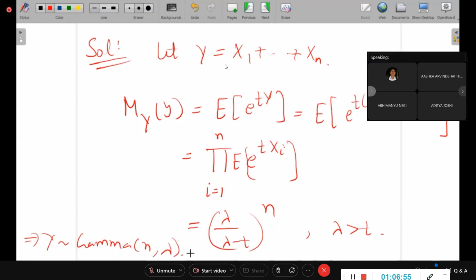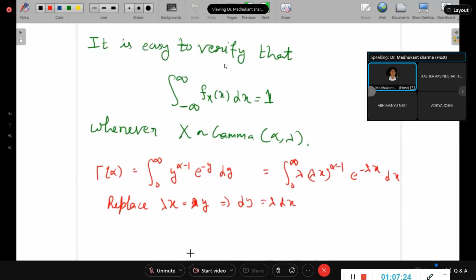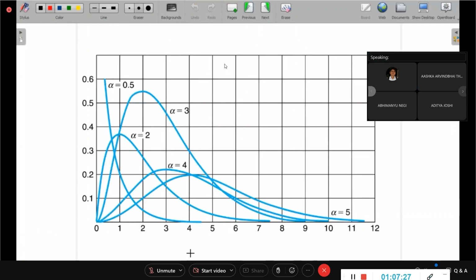Now, this gamma distribution is also related to a very important distribution which has high use in statistics: the chi-square distribution. You will see that there also you will encounter the gamma distribution. Keep that in mind. This is why it is important to introduce it. So we have done all these things.